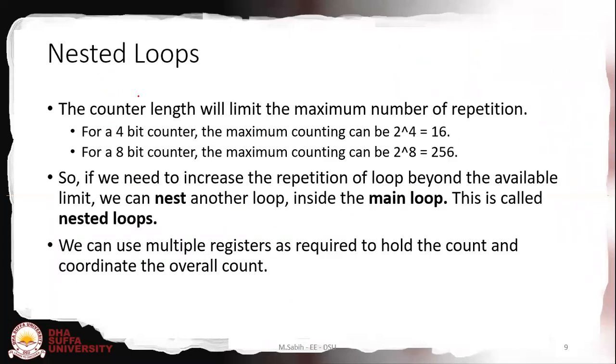Next comes the nested loop. Whatever counter you use, it will have some kind of limit, a maximum number. For example, for a 4-bit counter, the maximum count you can get is 16. For an 8-bit counter, you can get a maximum of 256. So in case you need to repeat something 500 times, how are you going to do this, because your counter will saturate after 256 counts? For that, what we do is nest some other loops in the main loop. This is called nesting loops, or nested loops. We can use multiple registers for that purpose, which coordinate and hold the count.